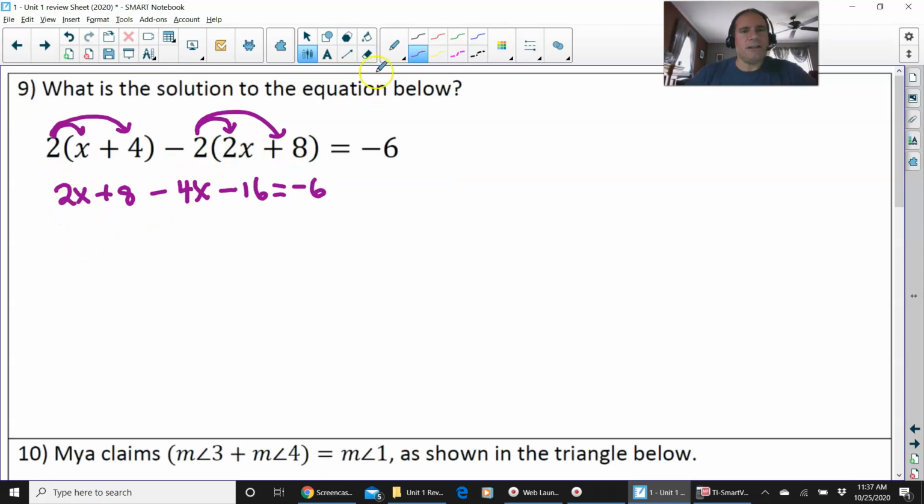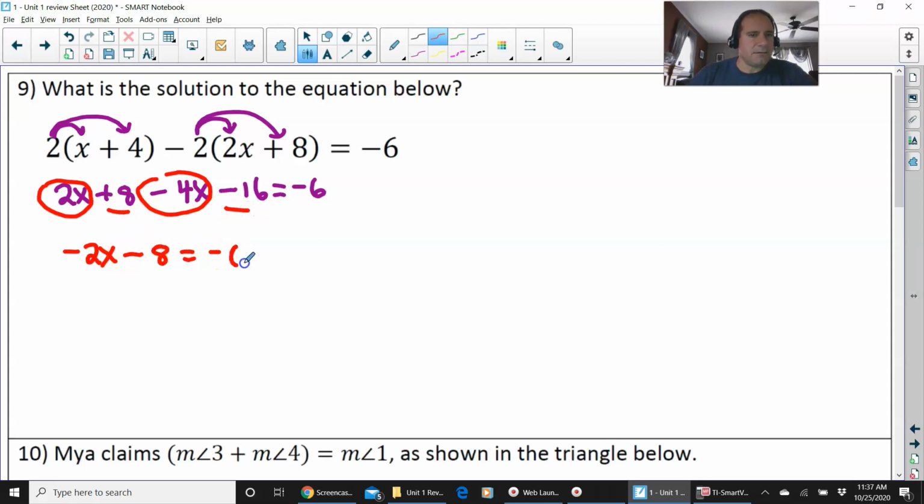So we're going to combine like terms. We are going to combine 2x and a negative 4x. So that is a negative 2x. And then we're going to combine 8 minus 16, which is a negative 8. And I'm going to bring down the equal sign and negative 6. You add 8 to both sides.